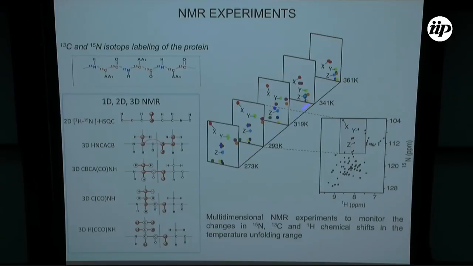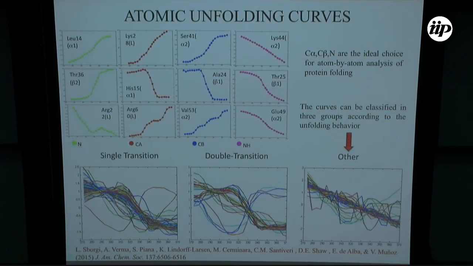And this is really where the information about folding is, okay? Because what you're doing now is looking at the chemical shifts, the electronic environment of every atom on the protein as you're unfolding the protein. Okay? So when you do the experiments, you get things like that, which basically means it's a mess.